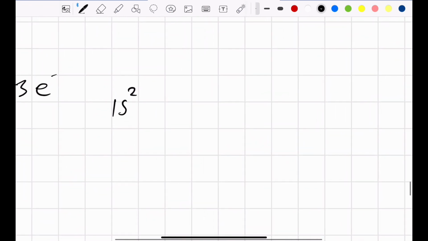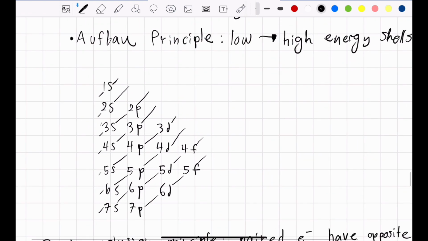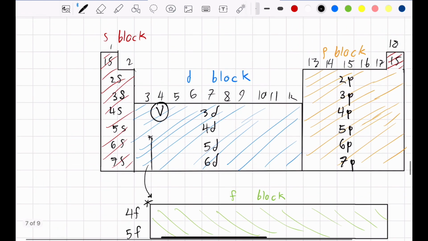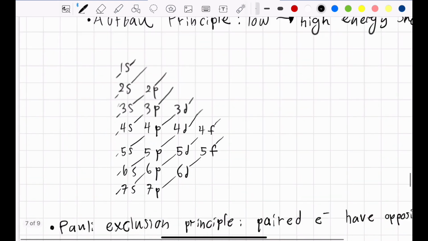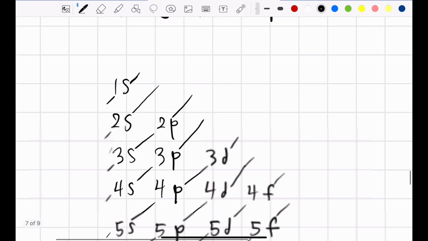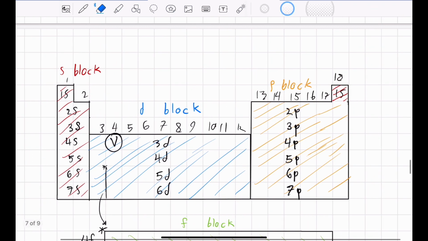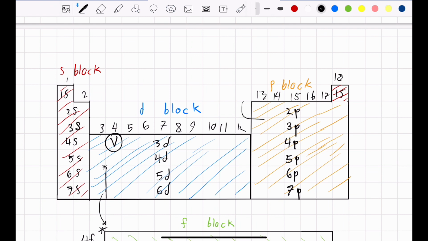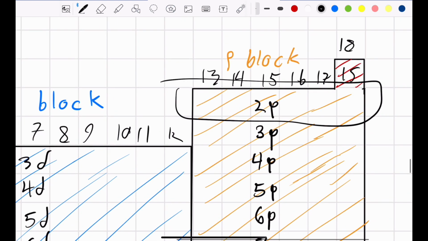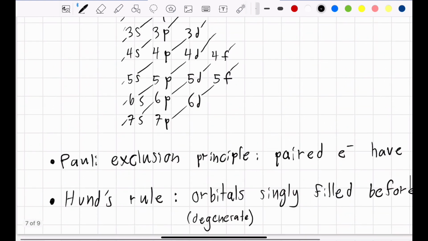1s2, the superscript denotes the number of electrons in that orbital. And then we fill the 2s orbital with, again, 2 electrons, same as the 1s. So we go here, and we have 2s2. And then the next orbital we fill is 2p. 2p is right here, and 2p is going to contain 1, 2, 3, 4, 5, 6 electrons. So we go back down here.